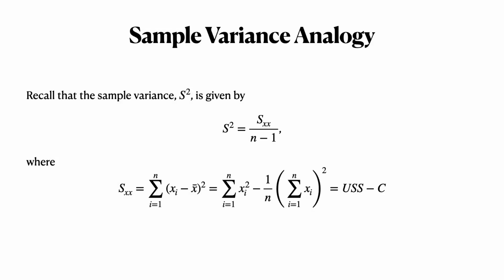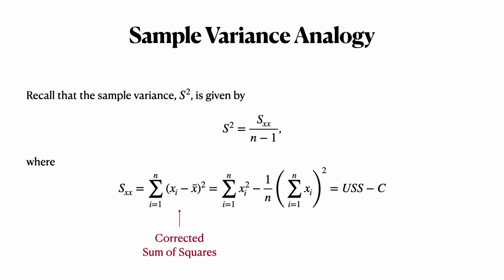Next, let's look at calculations for the ANOVA. Let's start off with an analogy with the sample variance. Recall that the sample variance, S squared, is given by S squared equal to S sub xx divided by n minus 1. Now the numerator, S sub xx, is the corrected sum of squares. It's the sum of the squared deviations of each observation from the sample mean.